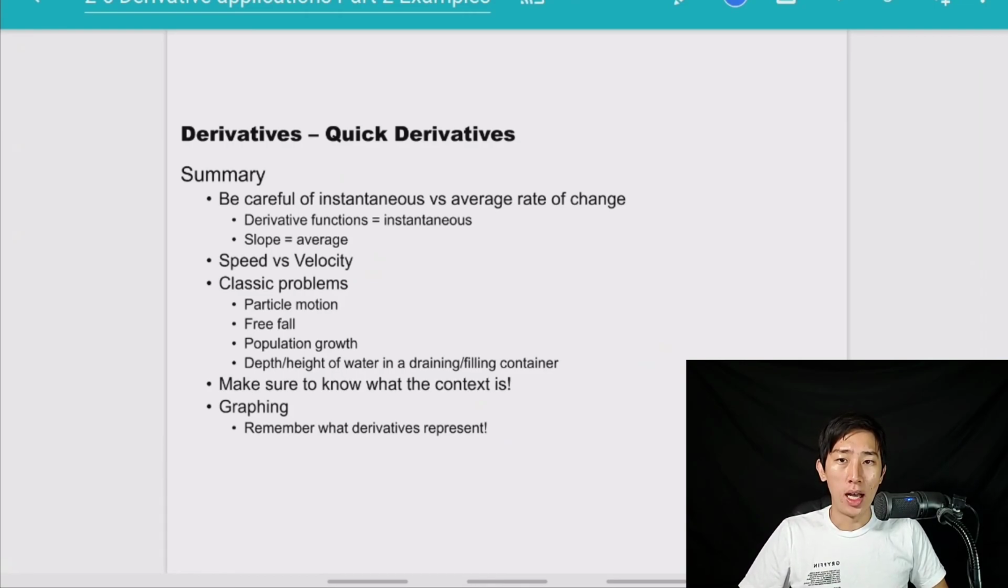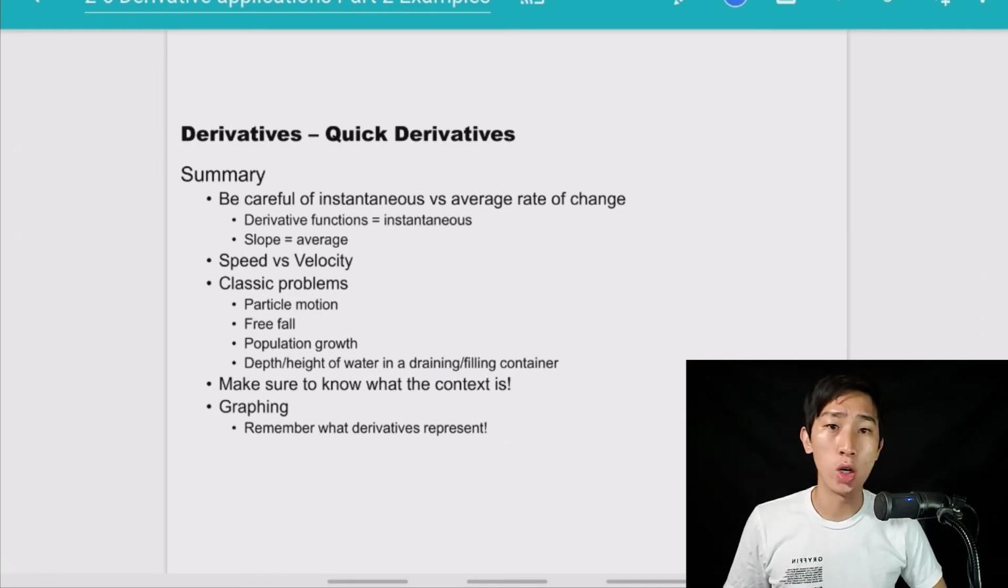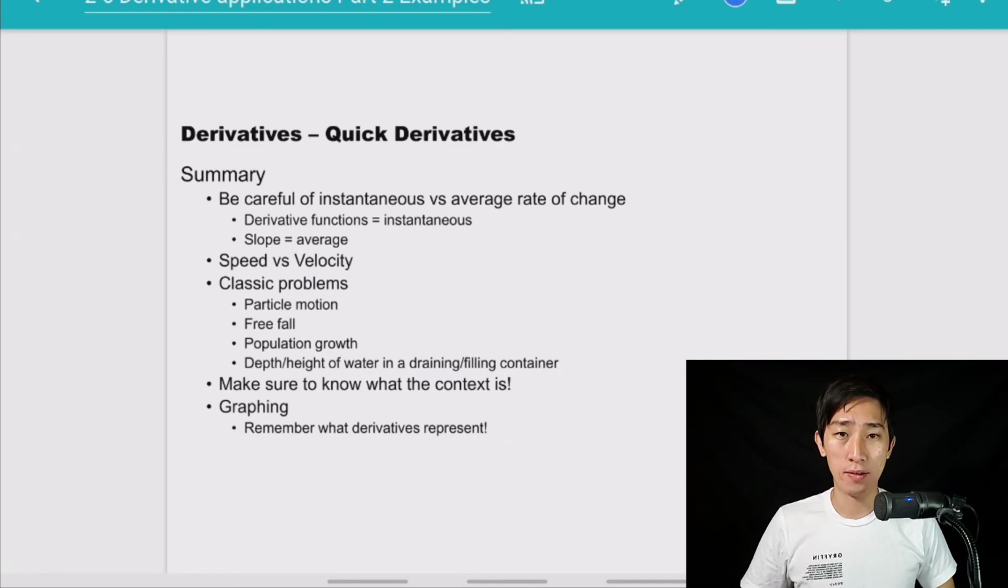Okay, finally, don't forget what derivatives represent. So when you're graphing, make sure that you just know, hey, I just look for the slope and graph that out. And be very careful whenever you're dealing with those little corners and cusps. There's always an open circle there because you cannot take the derivative there.